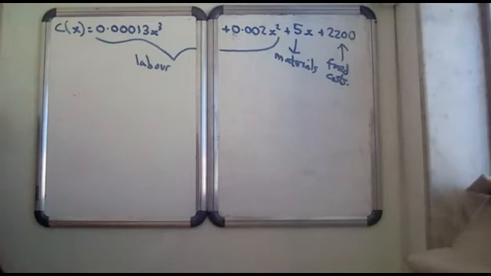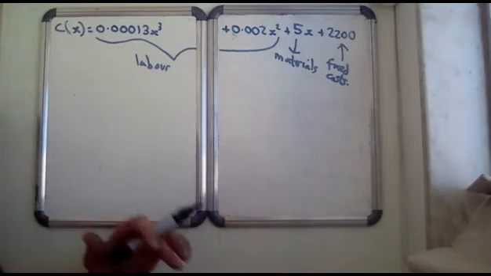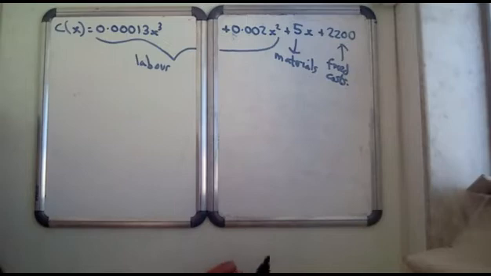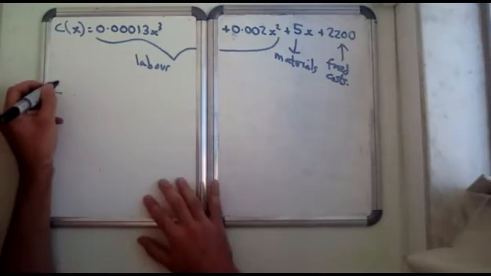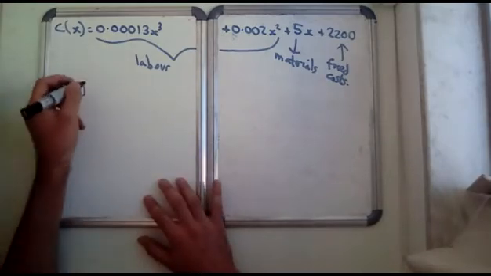So we have been asked to find C'(x), which is called the marginal cost function. So I guess marginal cost function is the rate of change of cost with respect to the number of items you make. So C'(x), well, we just need to differentiate.